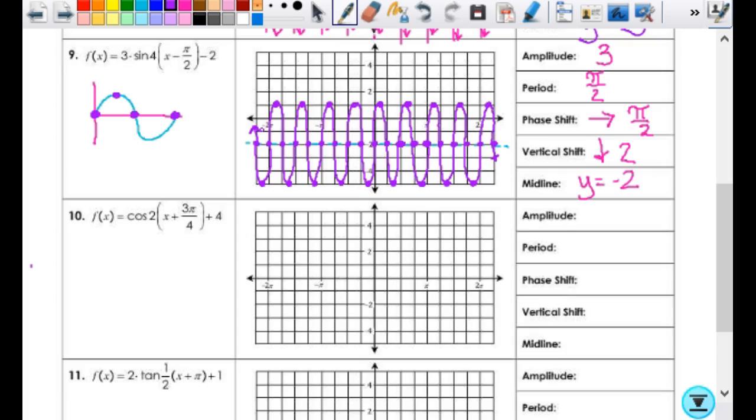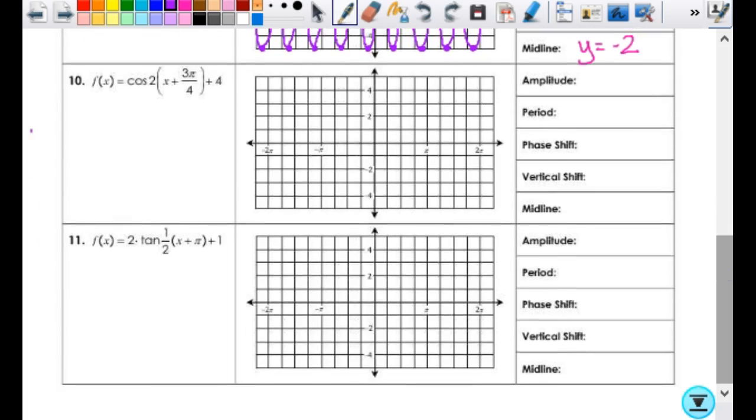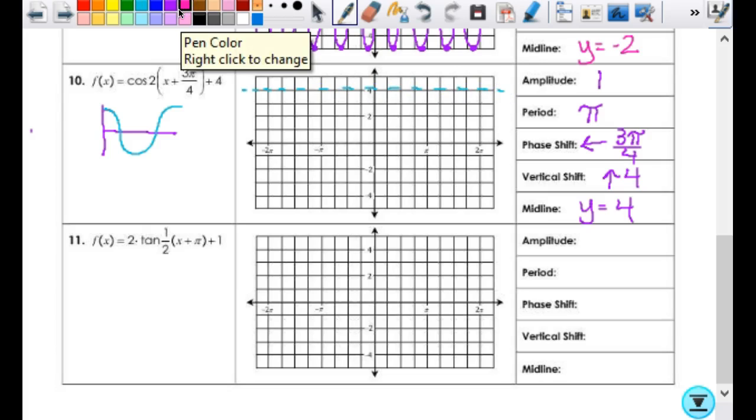Okay. All right, let's look at 10. What's the amplitude here? It's 1. What's the period? Pi. The phase shift, I'm going to the left 3 pi fourths and up 4. So the midline, y equals 4. Cosine looks like this for the parent function. Midline is y equals 4. Okay?